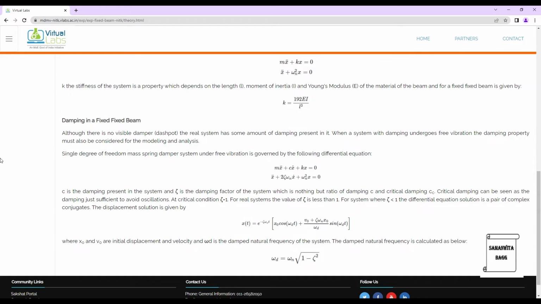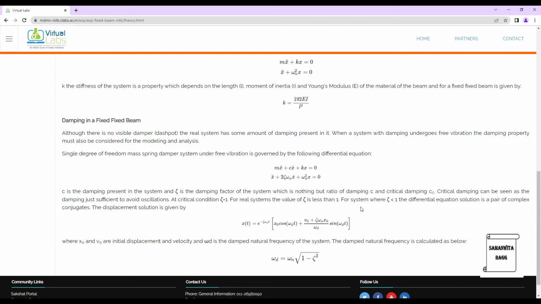C is the damping present in the system. Zeta is the damping factor or damping ratio of the system, which is nothing but the ratio of damping C and critical damping Cc. Critical damping can be seen as the damping just sufficient to avoid oscillations. At critical condition, zeta is 1. For real systems, the value of zeta is less than 1.